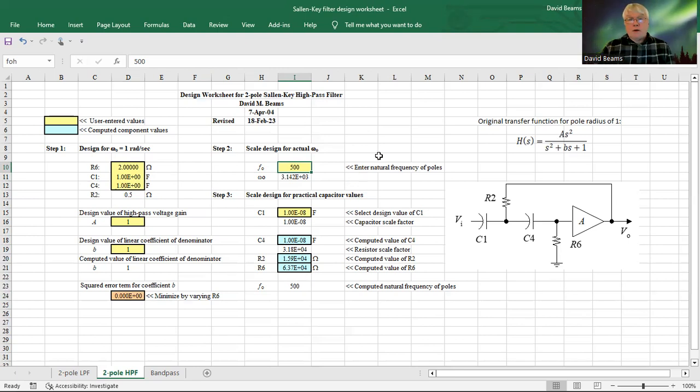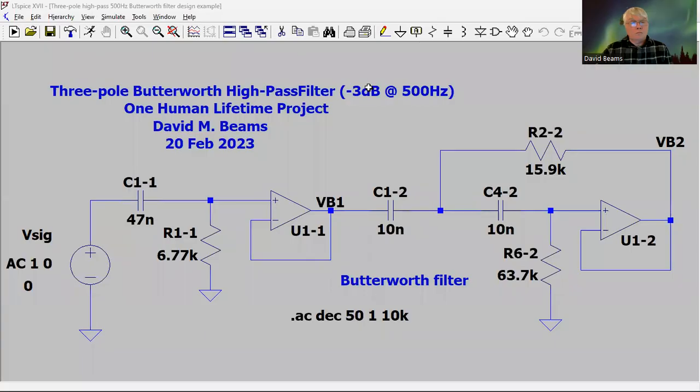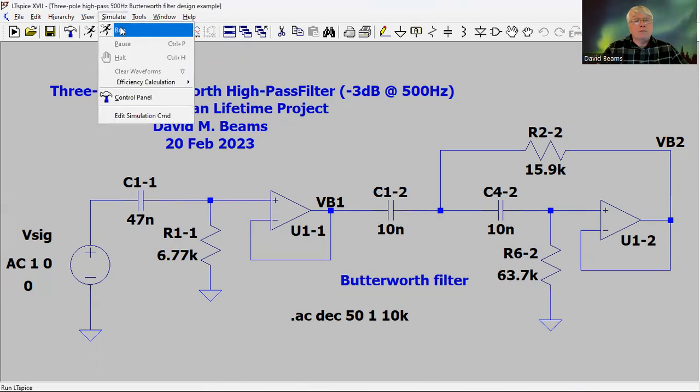Let's put it in LTSpice and see how well it performs. Here's the design in LTSpice. In this first order section, I chose a standard capacitor value of 47 nanofarads, or 0.047 microfarads, and that, to give a time constant of 318 microseconds, required a resistance of 6.77 K. So let's run this and see how it performs.